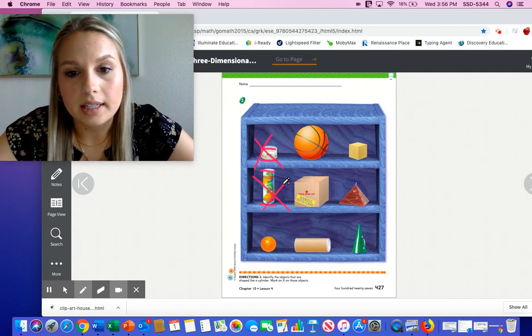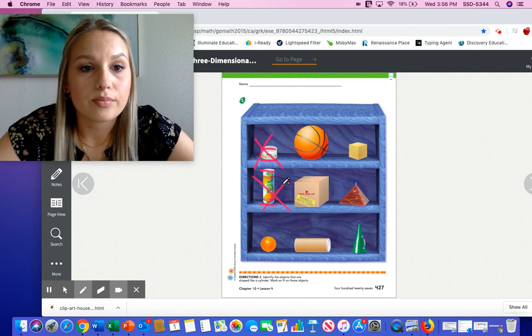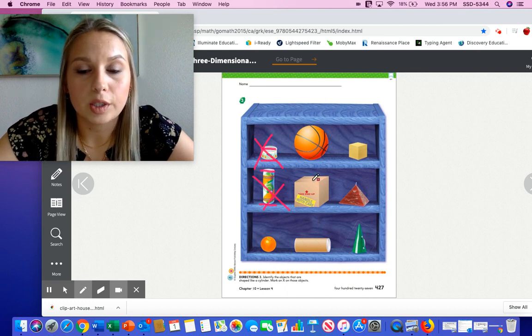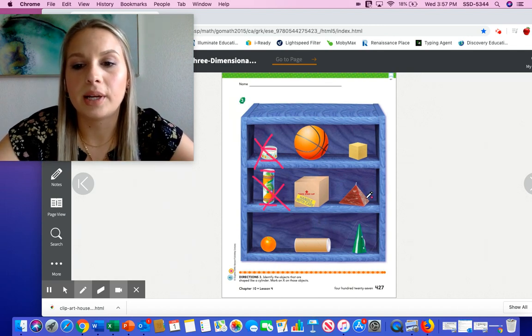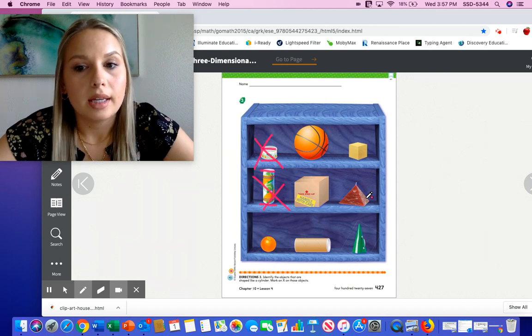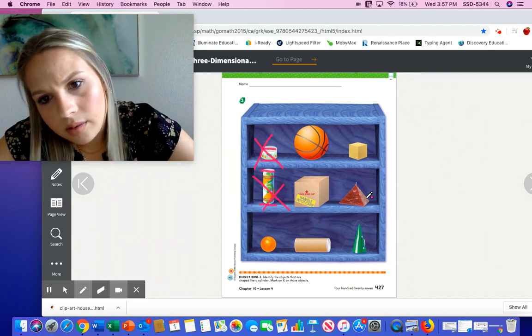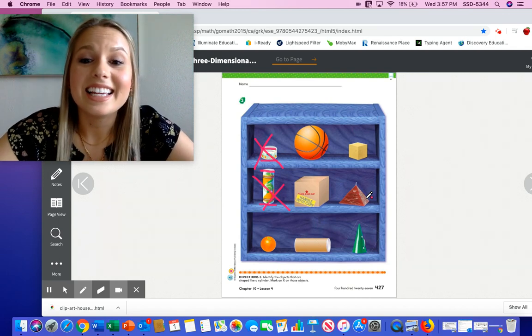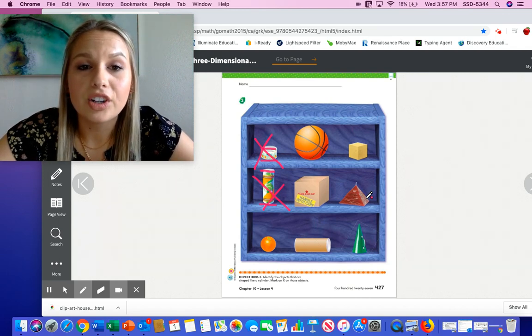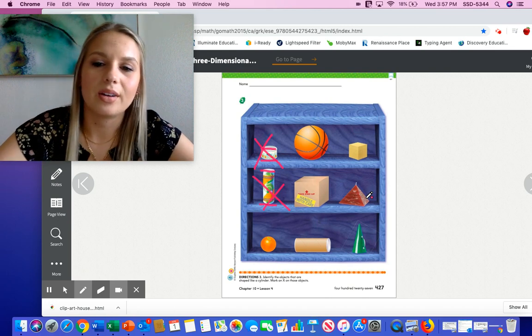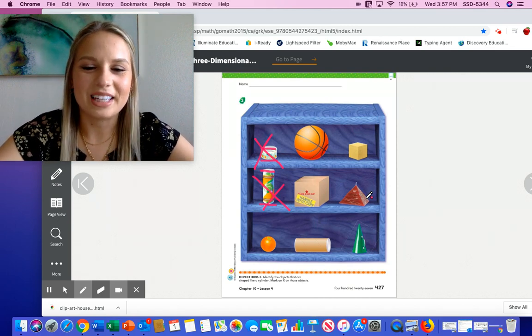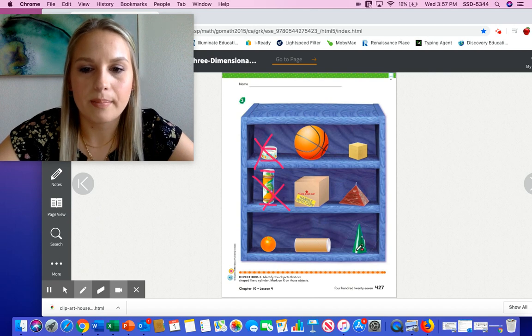Next one is a box. Is a box a cylinder? No, that's a cube. Leave it alone. What about this pyramid over here? It's a marble pyramid. It could be a candle. I don't really know what it is. Is that a cylinder? Is it round and curved? Do you see any round curvedness to it? I don't. No, that's actually a pyramid. So leave it alone.